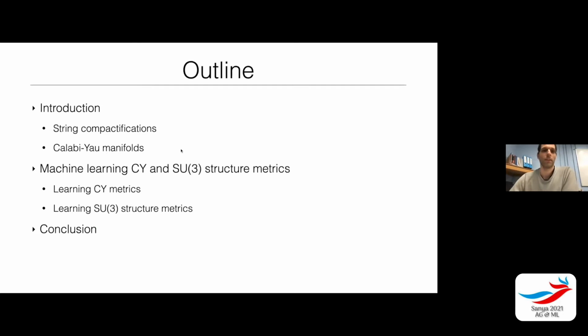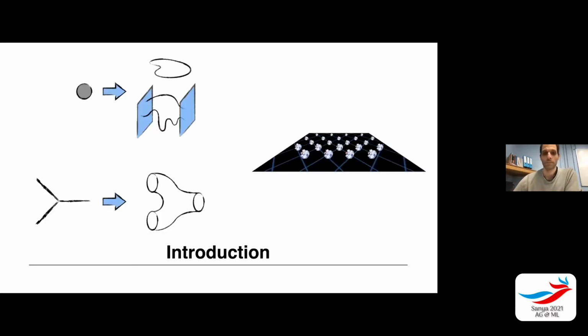Okay, so here's the outline. I will start with a brief introduction to string compactification and Calabi-Yau manifolds, and then I will present our results for learning Calabi-Yau metrics and SU3 structure metrics. Given that this is a machine learning and algebraic geometry conference, I'm very happy that I do not have to explain the algebraic geometry behind it or the machine learning behind it, but I do not assume that everybody is familiar with string theory, so I will very briefly give a review of that.